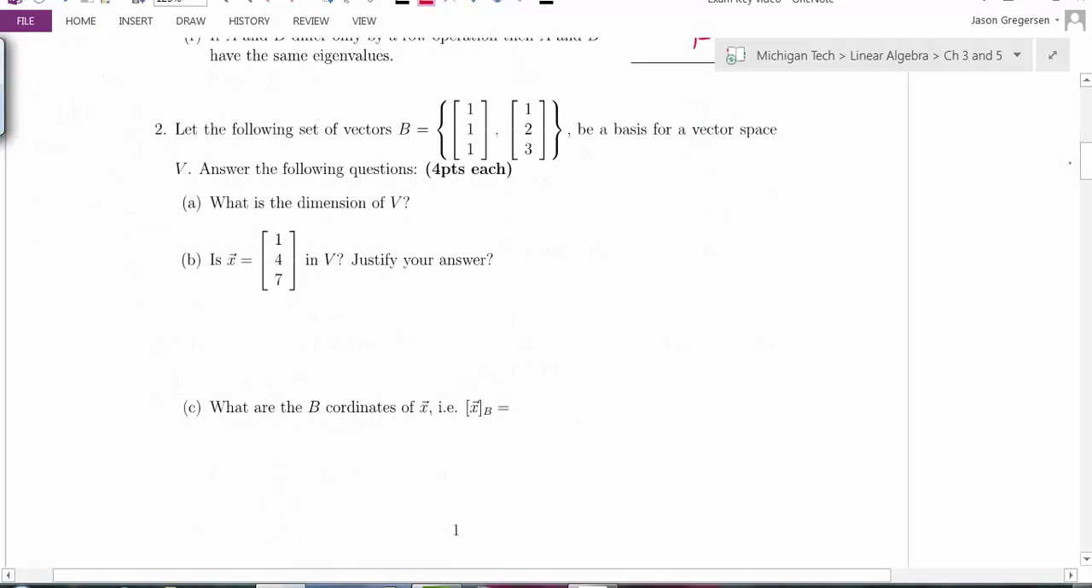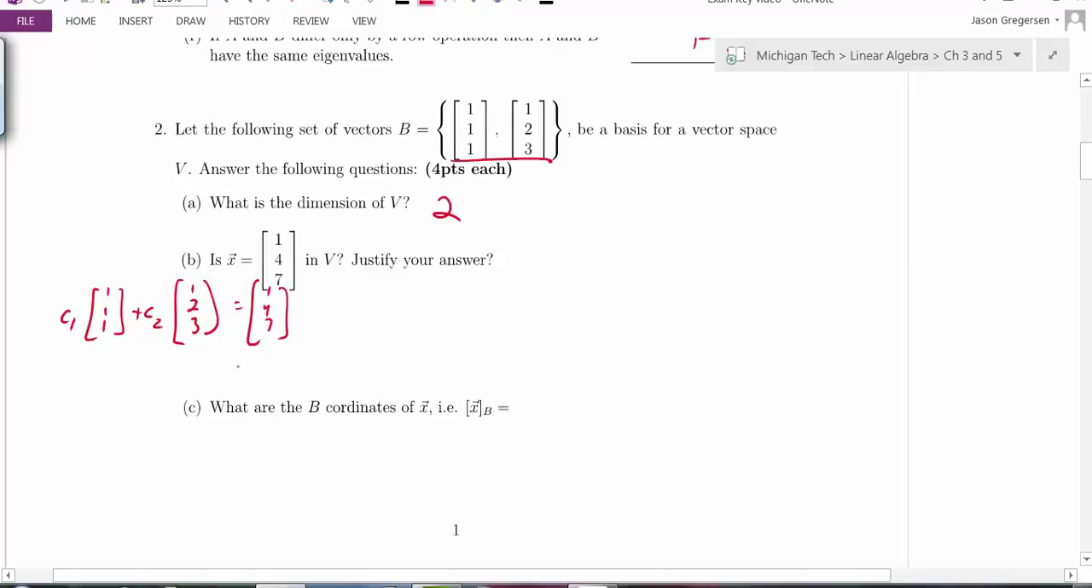2, let the following set of vectors be a basis for a vector space V. Then answer the following questions. The first one is, what is the dimension of V? Well, the dimension of a vector space is the number of vectors in its basis. So if they're giving us a basis that has 2 vectors, the dimension of V must be 2. Next question is, is this vector, 1, 4, 7, in V? Well, if it's in V, then I should be able to represent it as a linear combination of the basis vectors. So that means there must be some c1 and c2 where I can take that linear combination of these basis vectors and somehow get to 1, 4, 7.